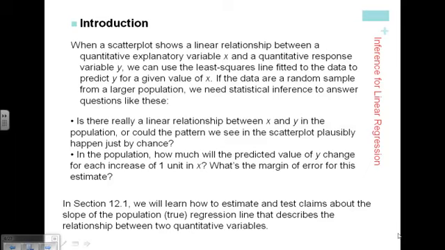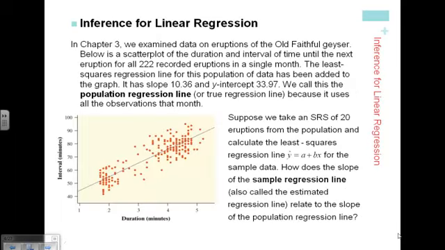So let's go on. What do we have? Here's a scatter plot. This is eruptions of Old Faithful at Yellowstone National Park. There's two numbers that go along with each eruption.